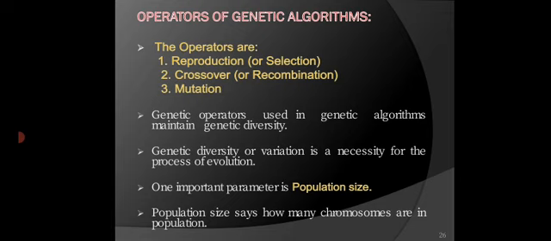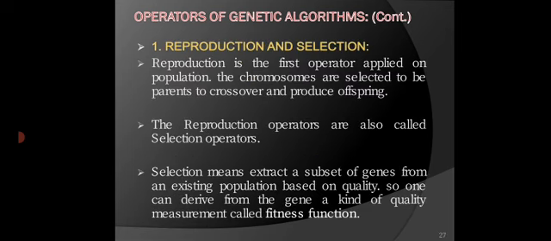One important parameter is population size. Population size says how many chromosomes are in the population, right? The number is very important. So before starting these operators, population size is decided. Let's see one by one.